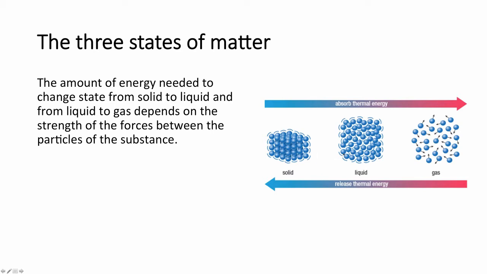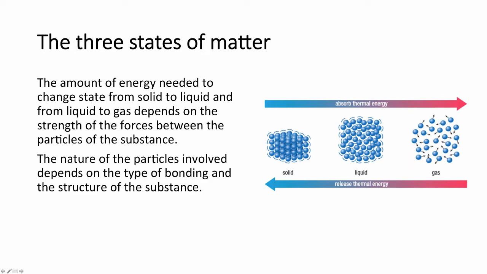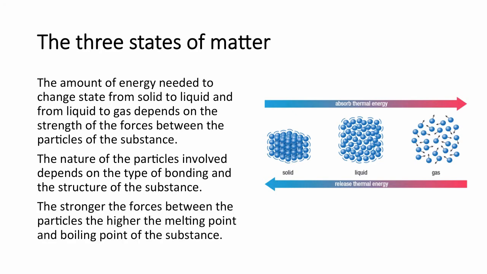And then as we continue to heat, the particles will move again more quickly until of course there's enough energy to break all the bonds between them, and then it's turned into a gas. Thereafter, as we continue to heat, the particles move more and more quickly. How much energy depends on what the bonding is and the structure of the substance.